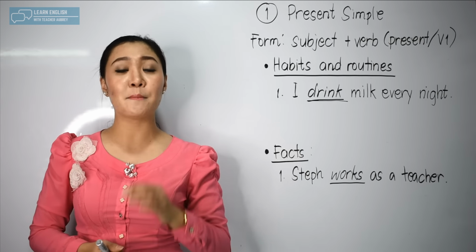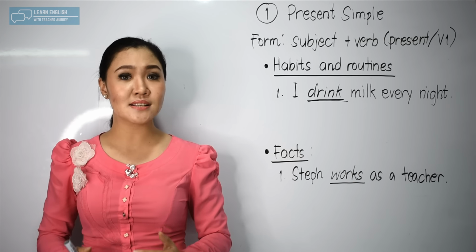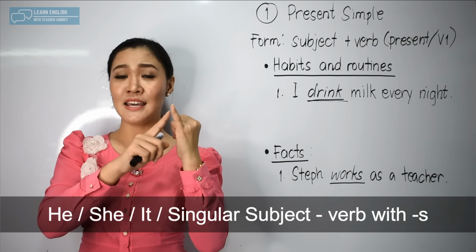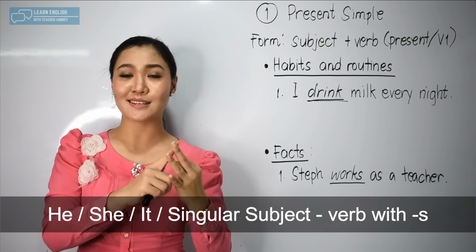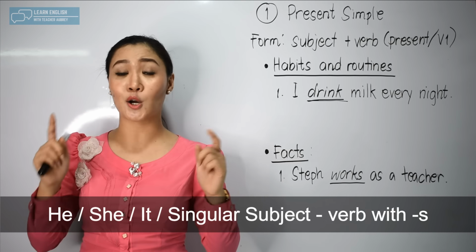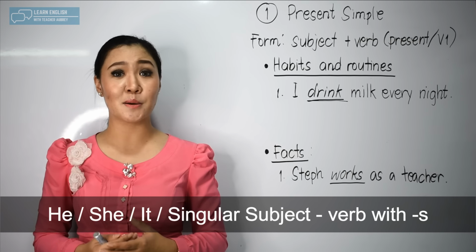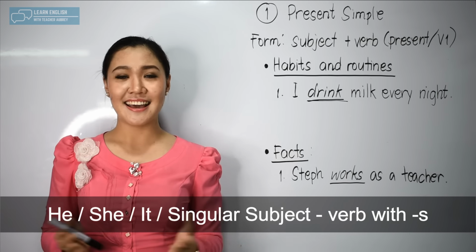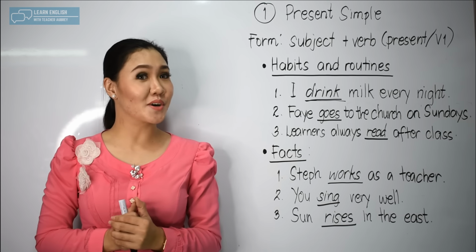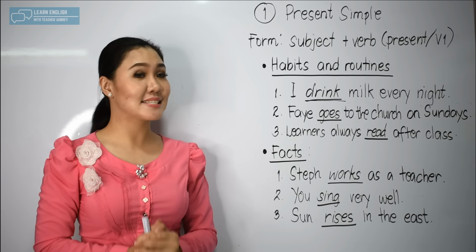On the other hand, kapag naman ang inyong subject for the present simple ay he, she, it, o anumang singular o isa lamang na subject, ang verb dapat in present simple ay nilalagyan ng S. Here are some more examples for our present simple.